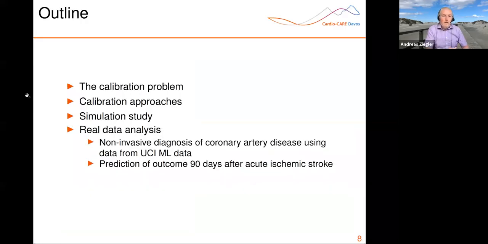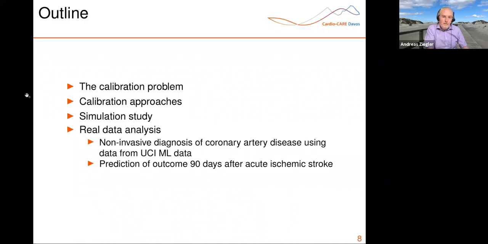So the outline is very simple. I've tried to sketch the calibration problem in the previous slides. Now I want to move on to the various calibration approaches that have been proposed in the literature. I would like to show you the setup of our simulation study and some results from these simulations. And then I would like to take you to two real data analyses.